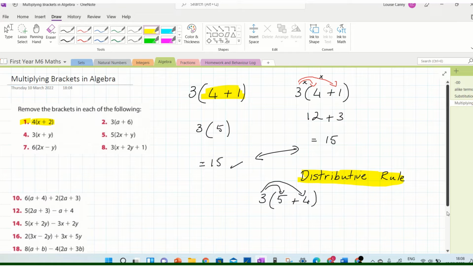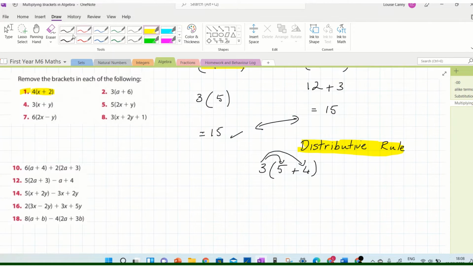So let's take a look at question 4. Here we have 3 times x plus y. I can't add x plus y there, but I'm being asked to remove the brackets. So what can I do instead? Well, I can multiply the 3 by the x, and then I can multiply the 3 by the y. And I'll just stick in my multiplication sign there. You don't have to do that. I'm just doing that to show you that's what I'm doing.